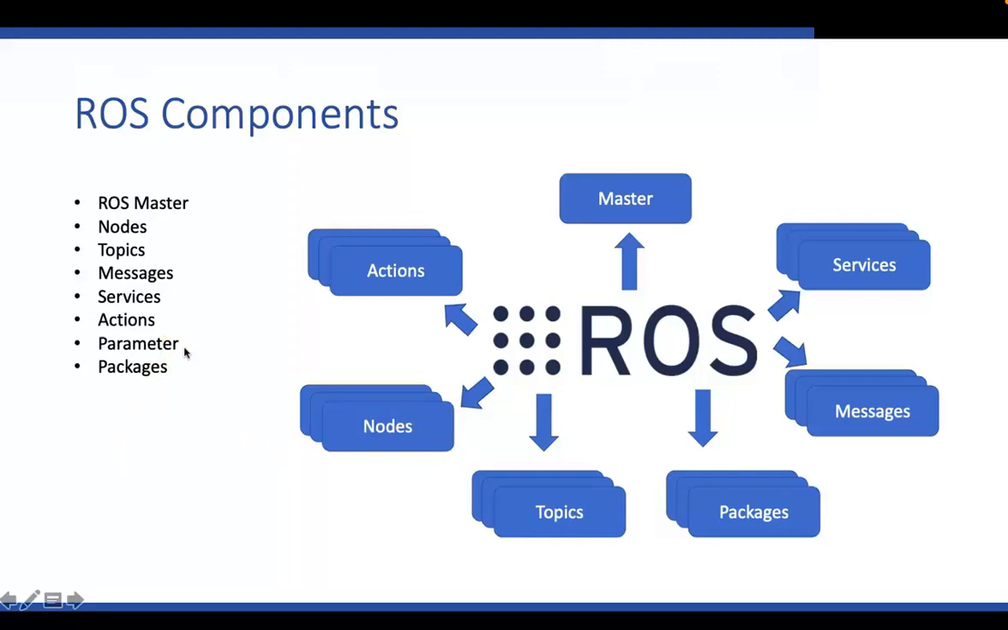So we will deep dive into it next. In the next lecture, we will start with the installation of ROS, and we will try hands on for the first time.